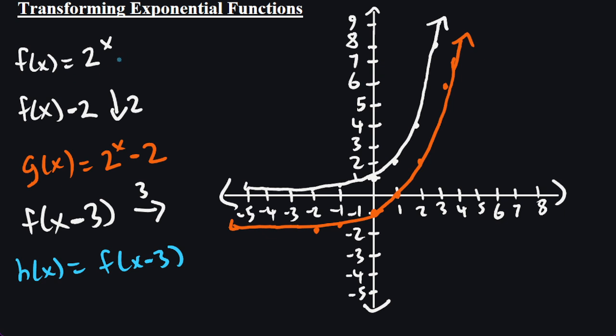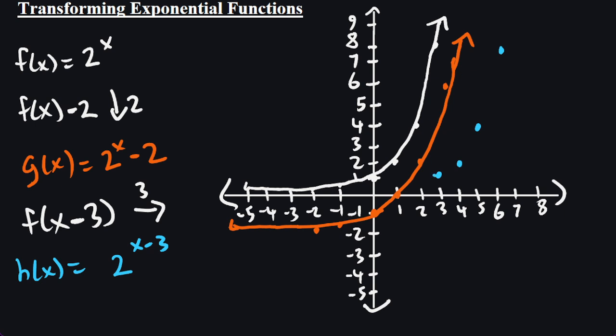So we know f of x is 2 to the x. So f of x minus 3 is 2 to the x minus 3 power. And all we have to do to graph h of x is go back to our base function in white, f of x, and shift every point to the right by 3. So 0, 1 becomes 3, 1. 1, 2 becomes 4, 2. 2, 4 becomes 5, 4. 3, 8 becomes 6, 8.